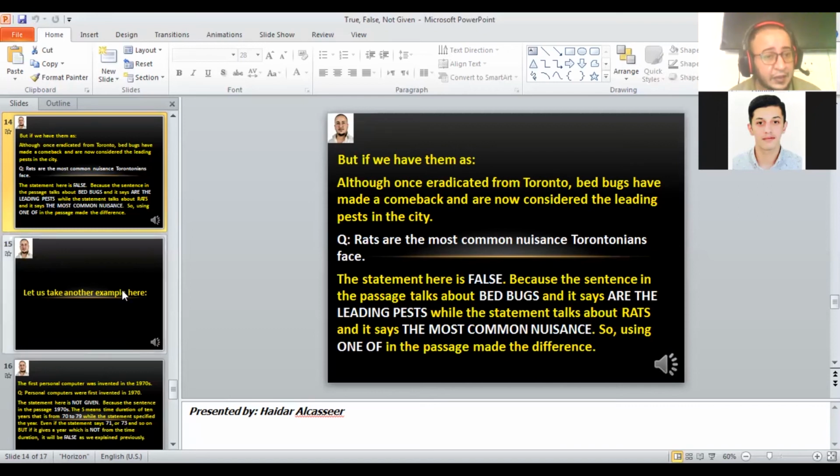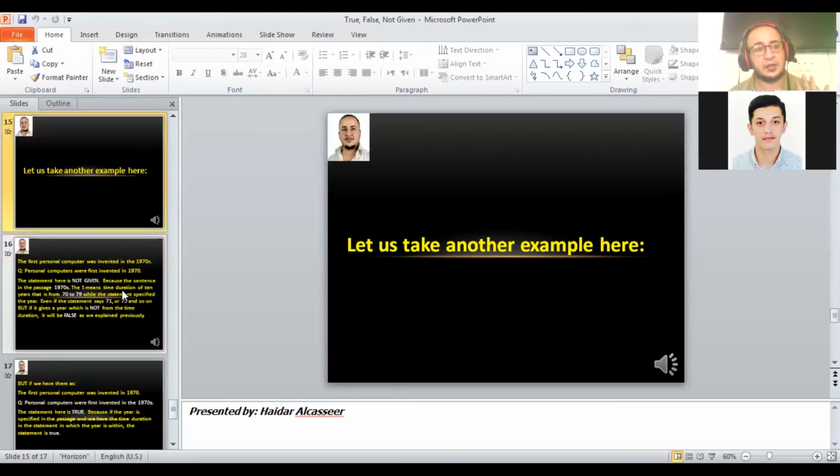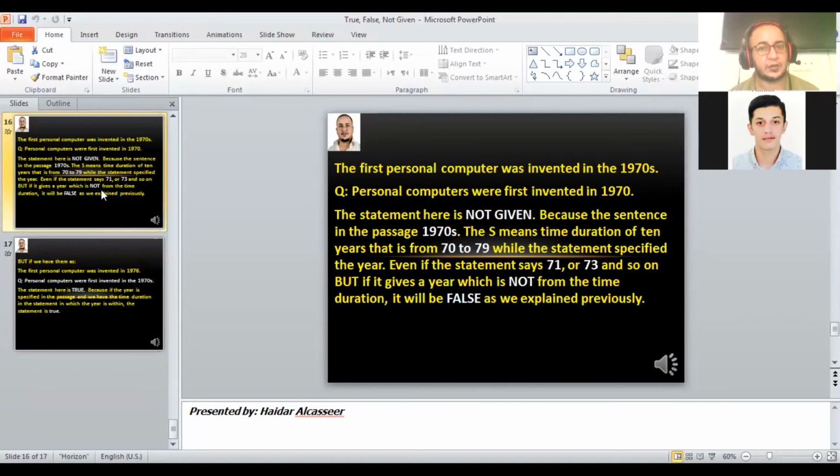No. It's okay. Let's take another example, which is a bit more complicated. I want you to focus on this one. The first personal computer was invented in the 1970s. This is in the passage, in the text. In the question: personal computers were first invented in 1970. The statement here is not given. Why? Because the "s" in 1970s means a time duration of 10 years, a decade, from 70 to 79. Yes, precisely, you are right. While the statement is specific, even if it says 71, 72, 73, until 79, it's not specified in the text. So it's not given.